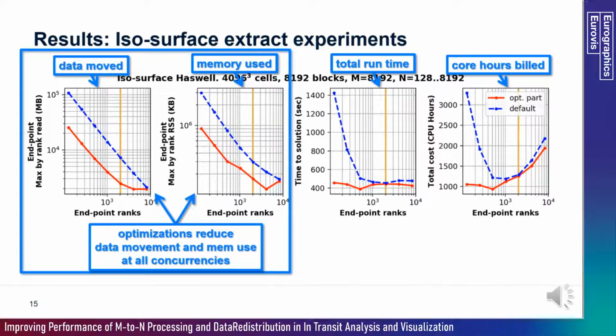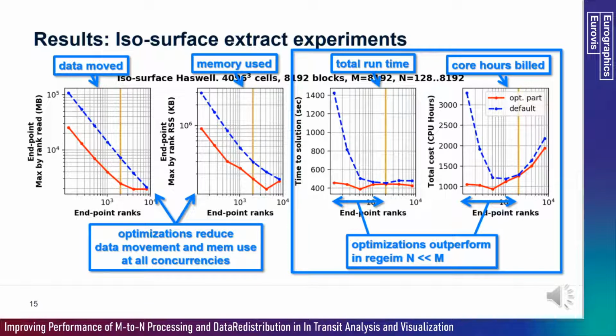In terms of data moved and memory use, the optimizations reduce data movement and memory use at all concurrencies. In terms of the total runtime and the core hours billed, the optimizations outperform in the regime where N is much less than M. However, as N is increased beyond some point and approaches M, the optimizations have less of an impact. And beyond some point, the cost of solution starts to increase. This is obviously something we'd like to avoid.